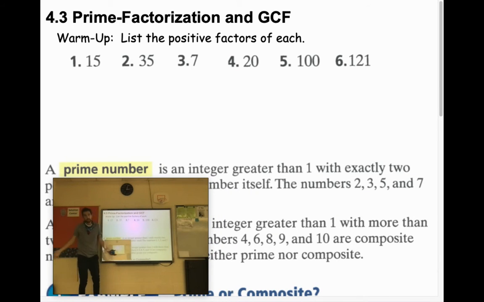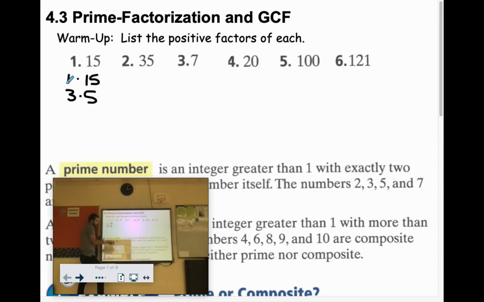Okay, prime factorization, greatest common factor. Here we go. List the positive factors of each number. I say start at 1, right? 1 times 15. 2 doesn't go in there, and then 3 times 5. That's it.